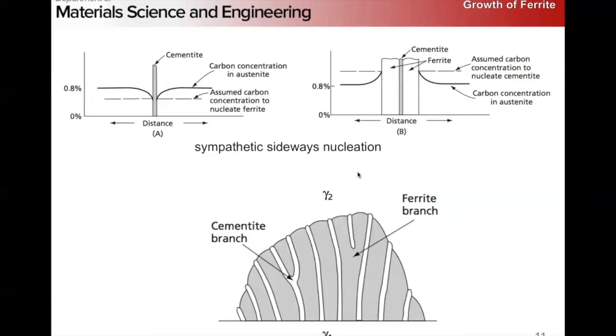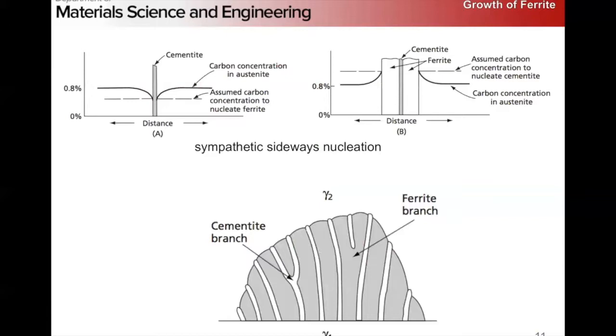So now, if we think about diffusion, what is temperature going to do to this? At higher temperatures, two things are going to happen. The mobility of carbon is faster, so it can diffuse away. And at higher temperatures, our driving force for growth is less, so this is going to be growing slower.